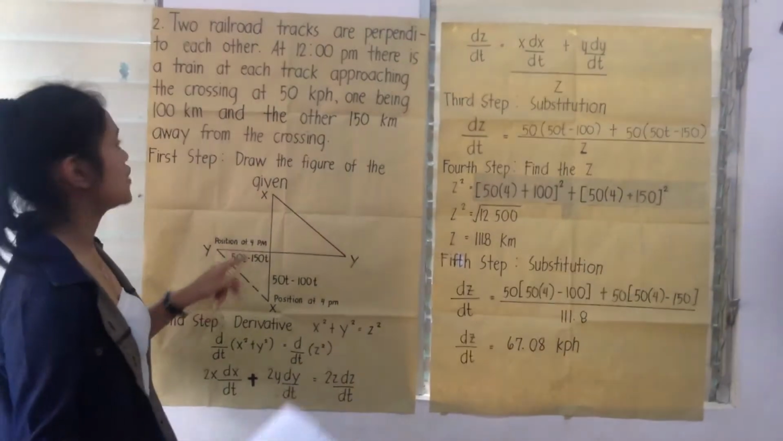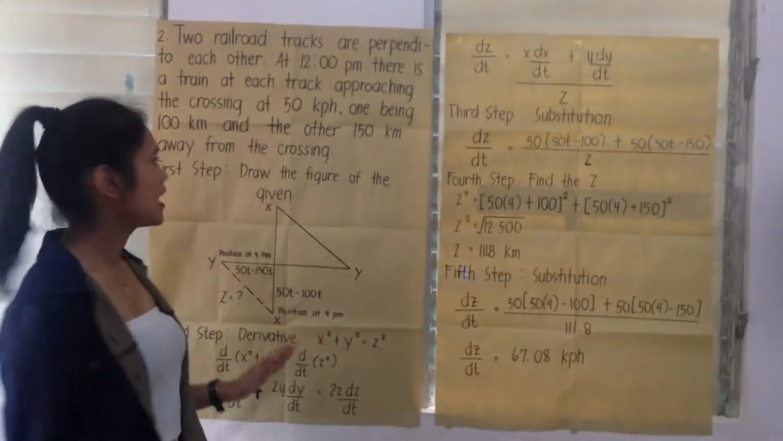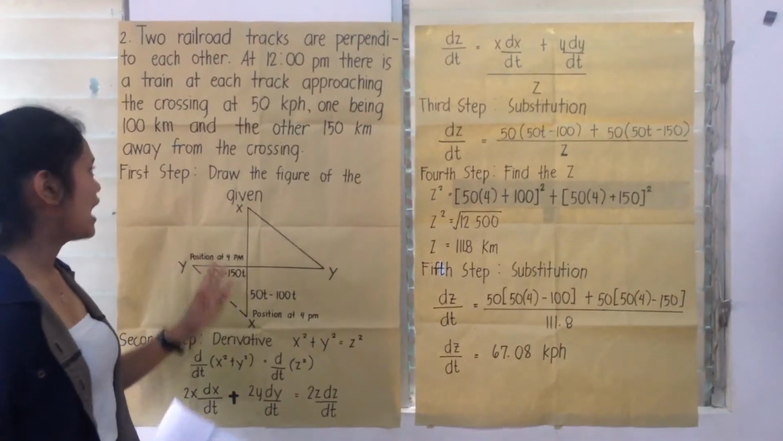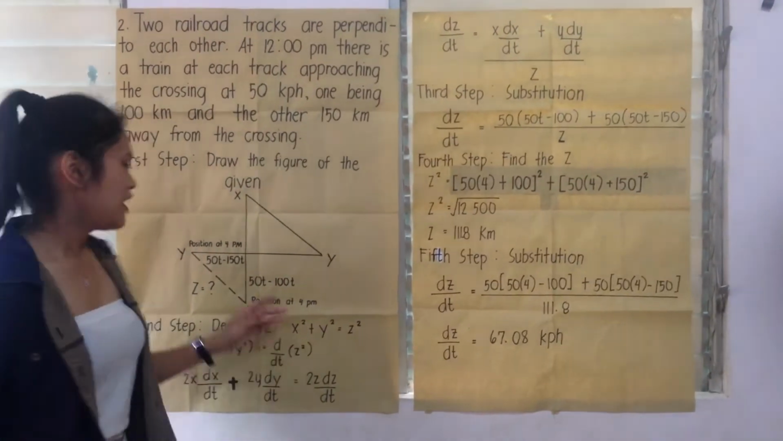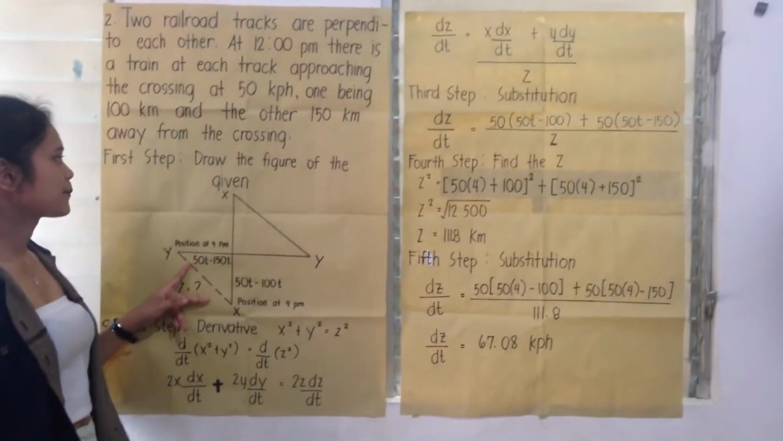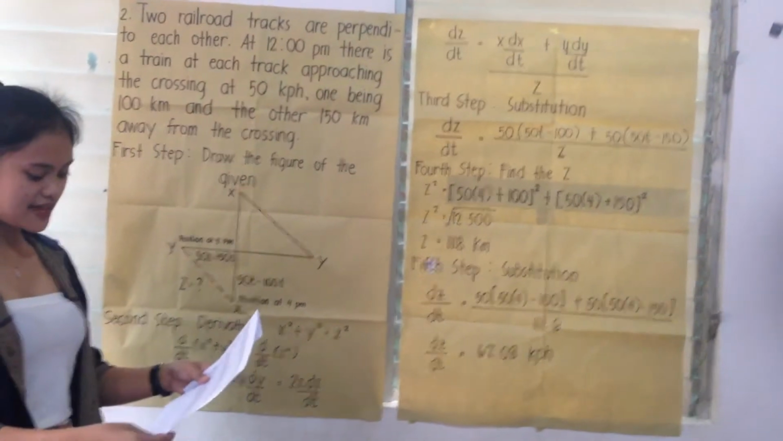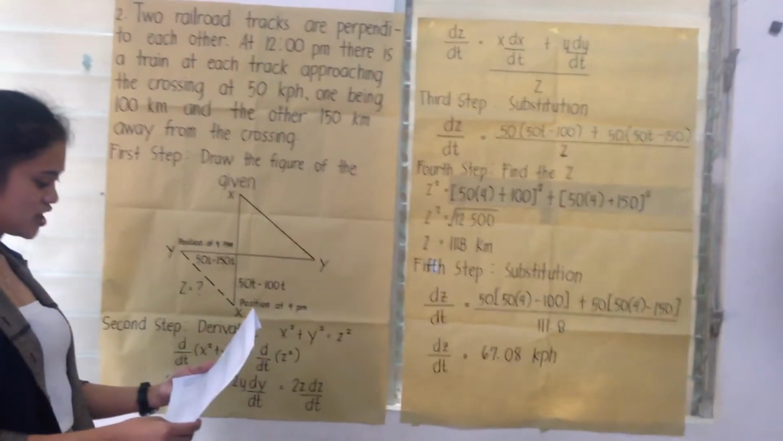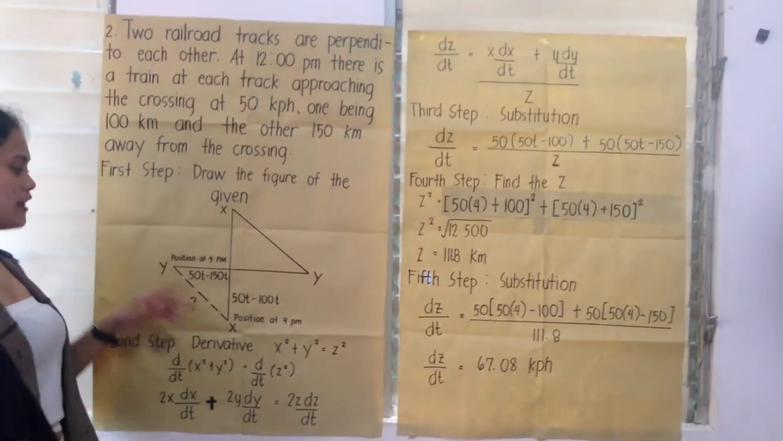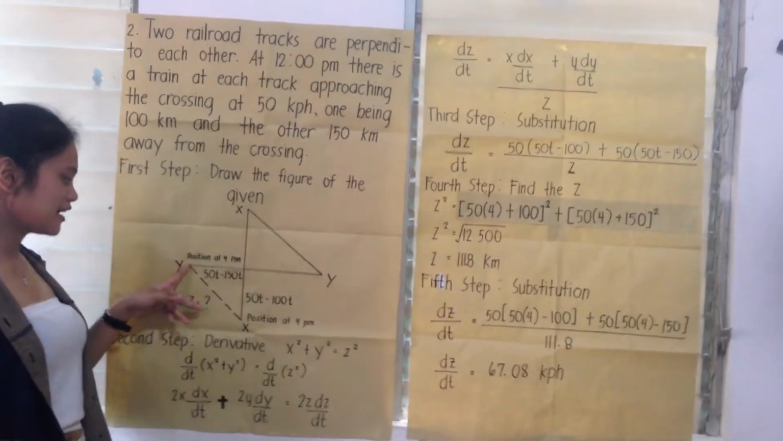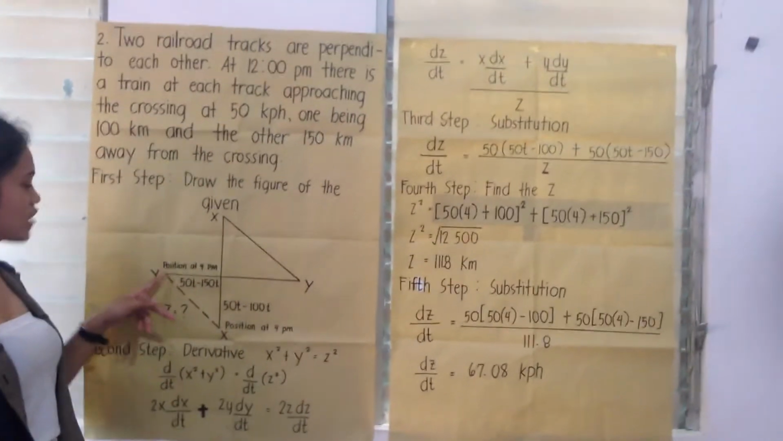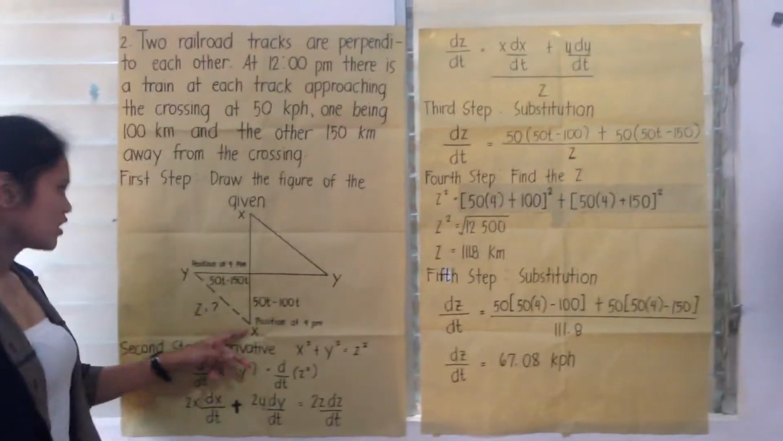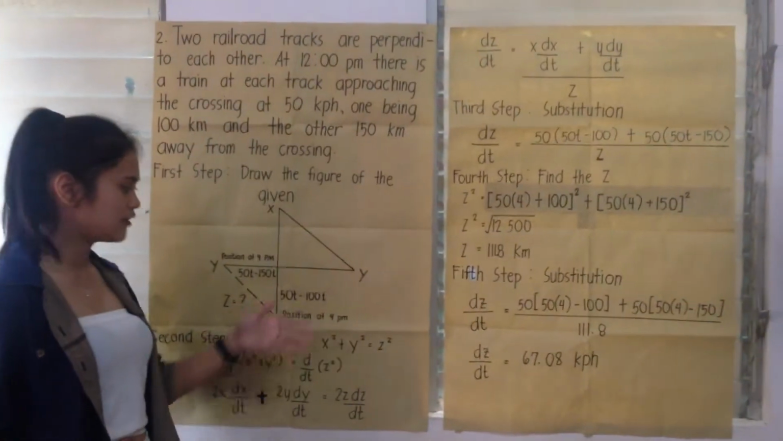And at 12 p.m., there is a train at each track approaching. One is 100 km away, and the other is 150 km. So, how fast in kilometers per hour is the distance between two trains changing at 4 p.m.? So we assume that this is the position of the second railroad track, and this is the position of the first railroad track at 4 p.m.